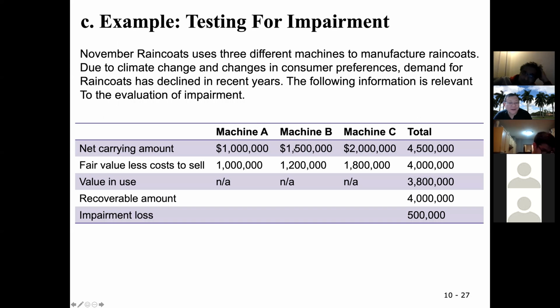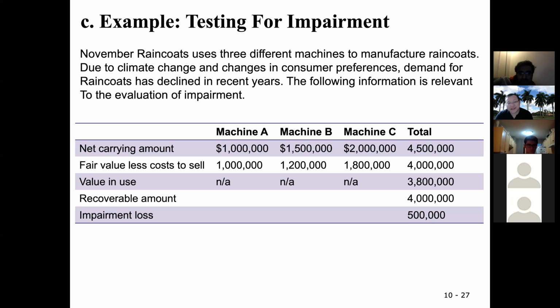Value in use. Now let's do a question here. November Raincoats uses 3 different machines to manufacture raincoats. Due to climate change and changes in customer preferences, demand for raincoats has declined in recent years. The following information is relevant to the valuation of the impairment. First of all, what is the indicator for impairment? Is there such an indicator? Demand for raincoats has declined, less sales. Yeah, very good.